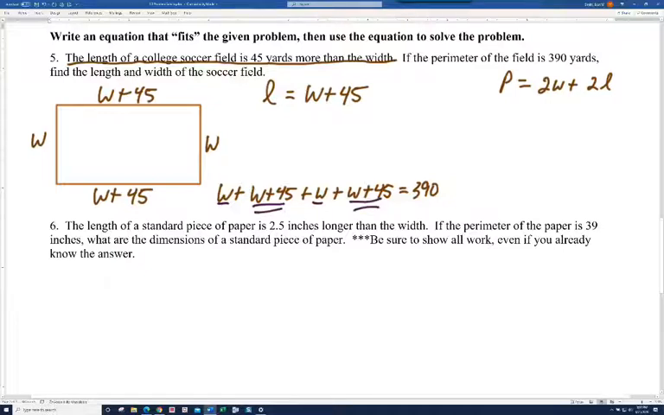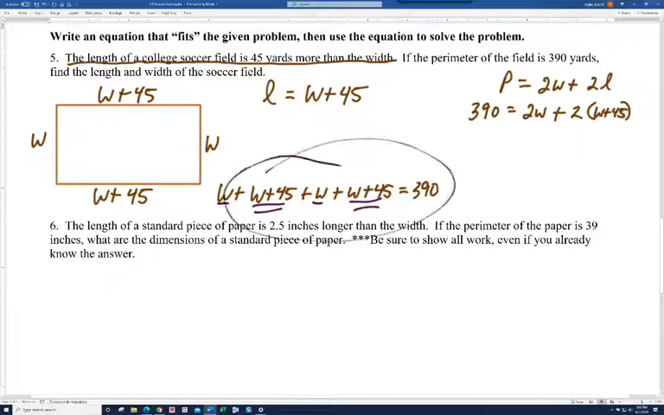All right, so here I would just plug in the numbers. The perimeter is 390 equals 2W, or 2 times the width. We called the width W, plus 2 times the length. Well, we said the length was W plus 45. And so you can see this equation is equivalent to the one we were just looking at. Let's go ahead and solve this.